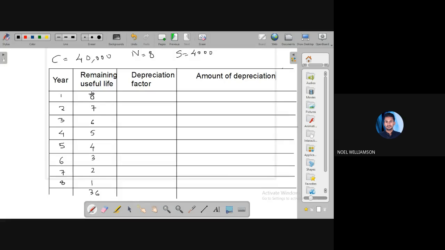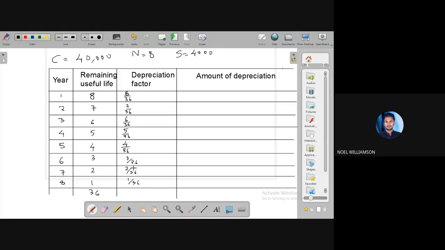Now depreciation factor means the total value is 36, right? And so the remaining value divided by total value, that is 8 divided by 36, here it is 7 divided by 36, this is 6 divided by 36, 5 divided by 36, 4 divided by 36, and here it is 3 divided by 36, 2 divided by 36, and 1 divided by 36. So these are the depreciation factors.